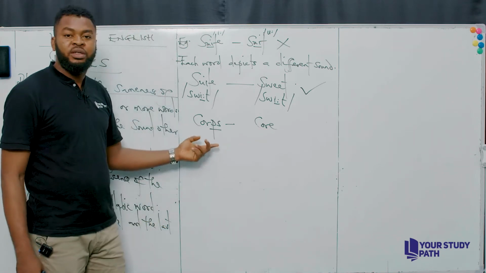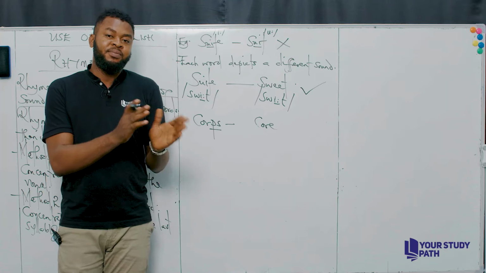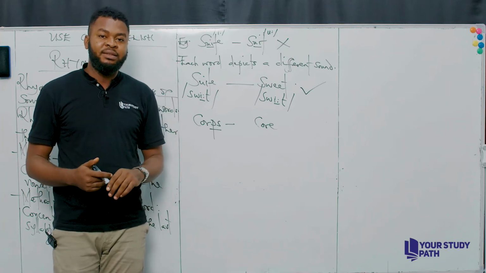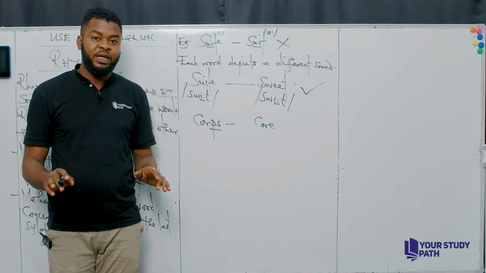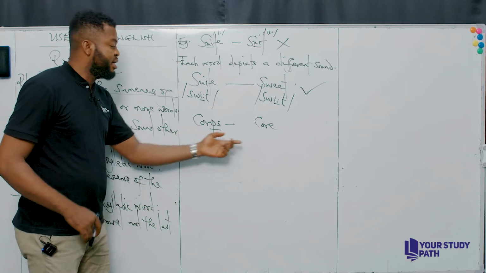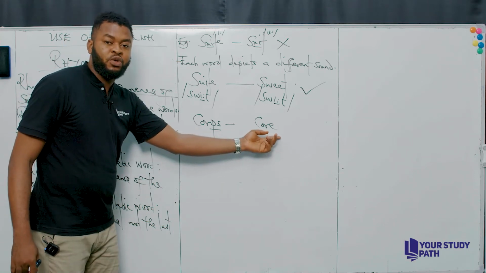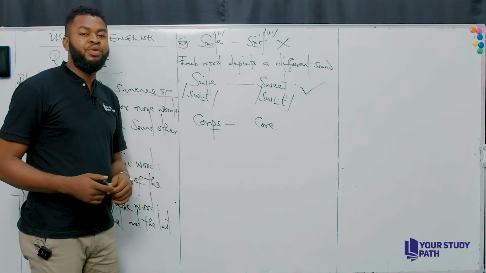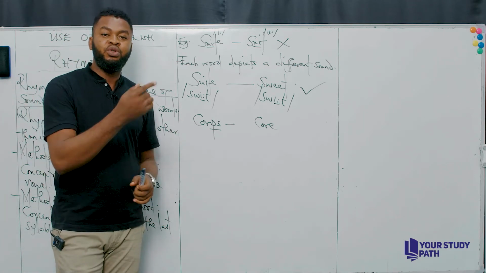Now, in the first word, the two letters P and S, they are both silent. Do you see that now? So this is pronounced as core. The second word is equally pronounced as core. So if you transcribe, you realize that the presence of the vowel for both words are the same.